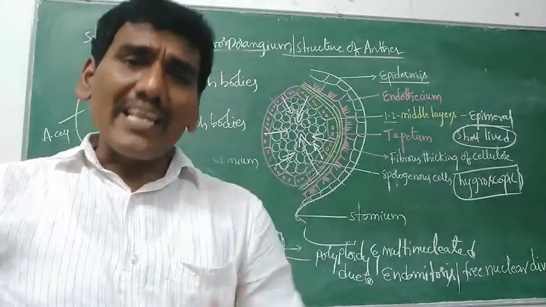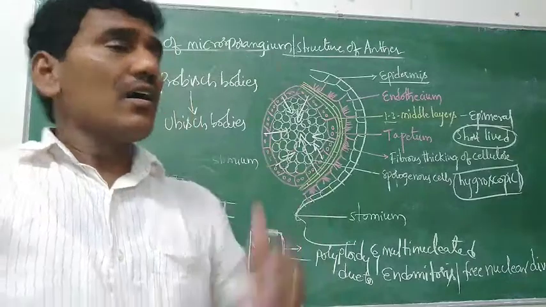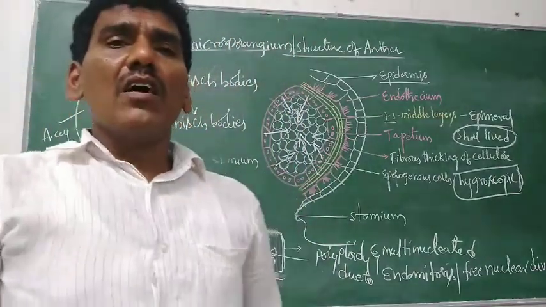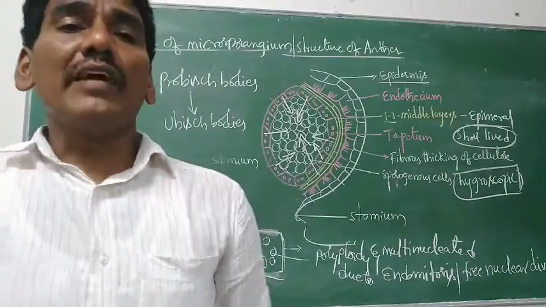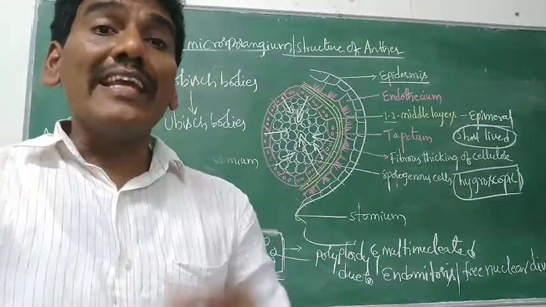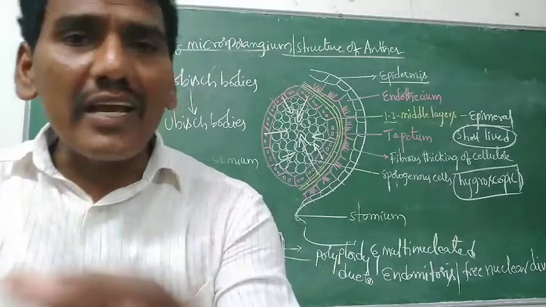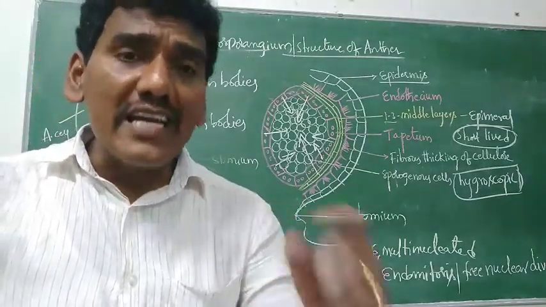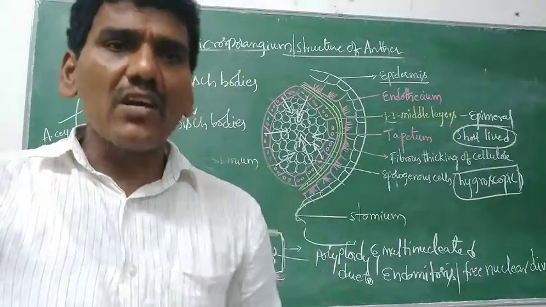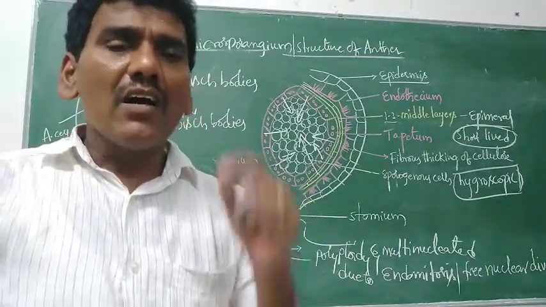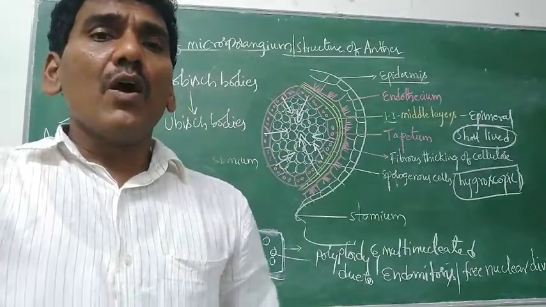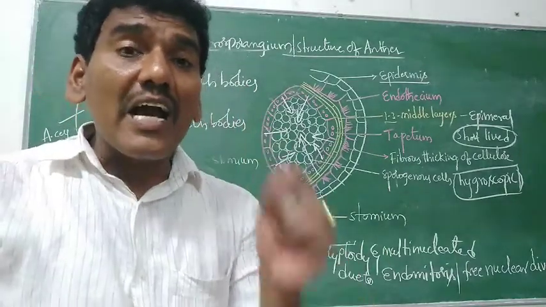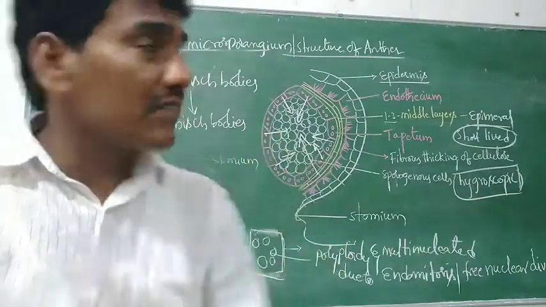Now, once again, I will briefly explain the structure of the anther. A typical angiospermic anther appears nearly circular in outline. Each anther is surrounded by four wall layers: epidermis, endothecium, middle layer, and tapetum. First of all, what is meant by epidermis? Epidermis is the outermost layer of the anther.